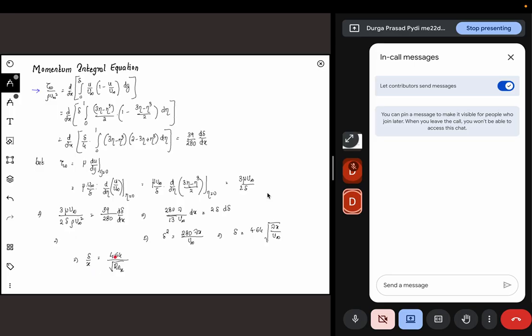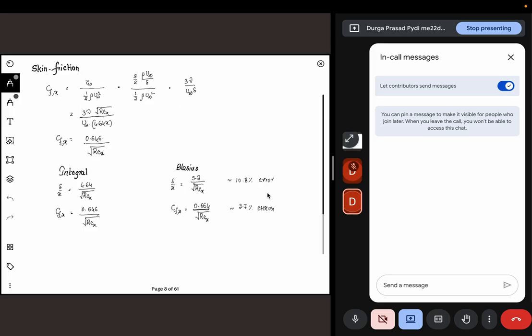Now that I have delta, the next step is to calculate the shear stress, which is again straightforward. So we'll take C_f,x as tau w by half rho u infinity square, where tau w is what we already calculated before, 3 by 2 mu u infinity by delta. If you substitute these equations, a little bit of rearrangement will give me this skin friction coefficient as 0.646 by Rx to the power half. So these values are quite close to each other, within 2.7%.